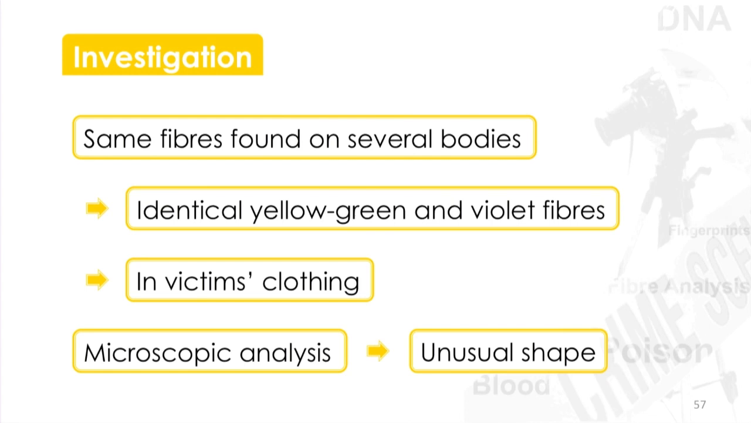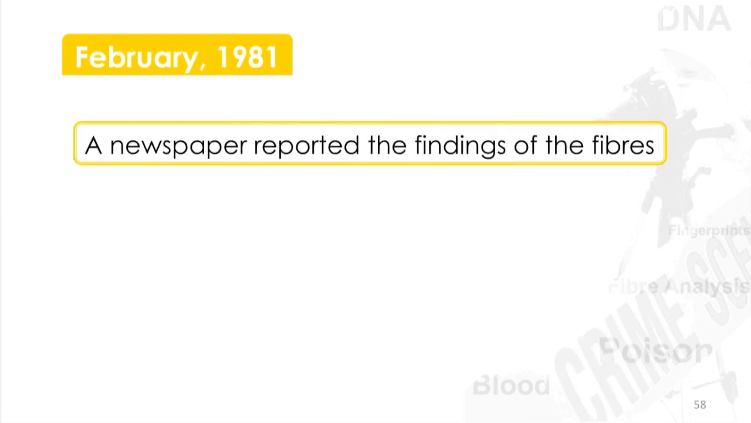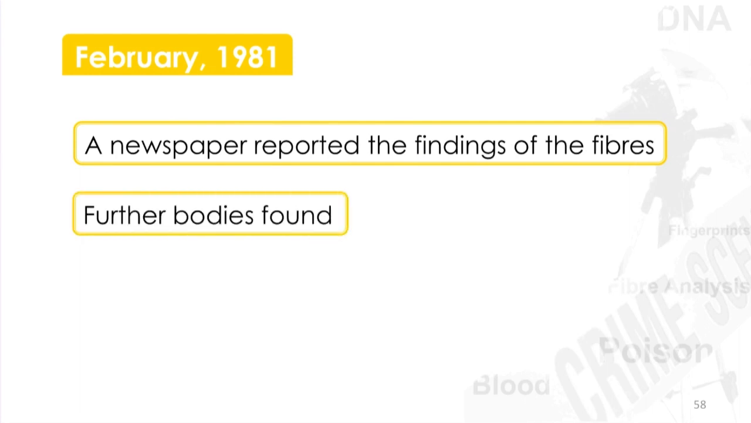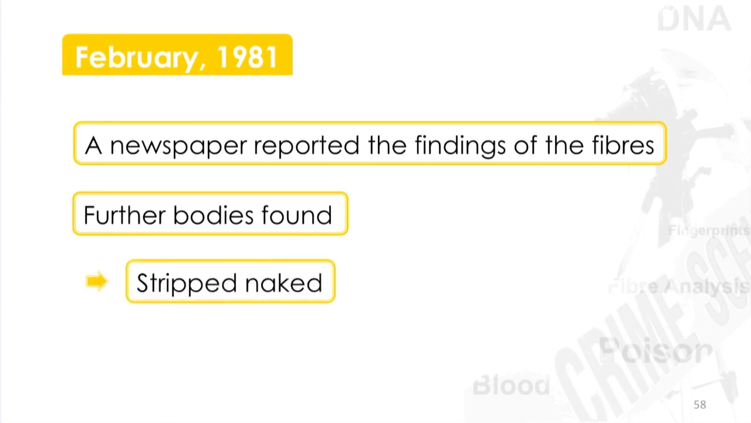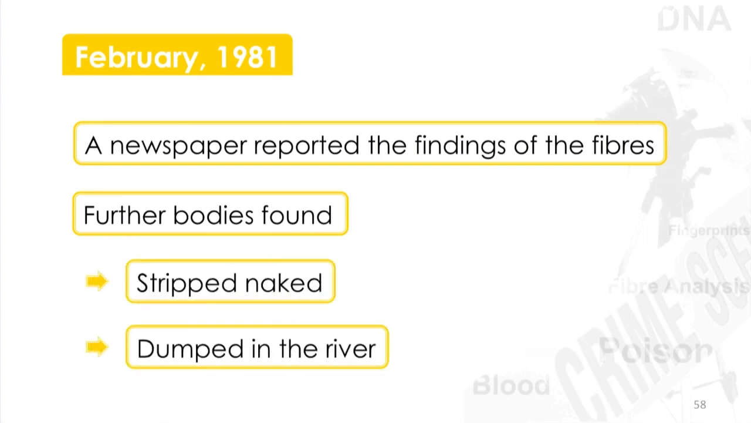Now, in early 1981, a newspaper picked up this story about the fibers and published it. Remember, the fibers were found in the clothing of the victims. So after that newspaper article, further bodies were found, but they were stripped naked and they'd been dumped in the river. So clearly the murderer read the newspaper.